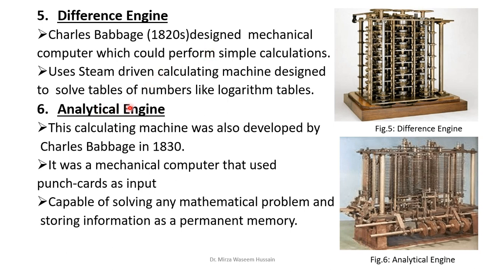Then the Analytical Engine. Charles Babbage made further improvements to the Difference Engine and moved to the Analytical Engine. It was known to be a mechanical computer that used punch cards as input, and it had the capability of storing and solving mathematical problems on a permanent basis. That is, it had permanent storage capacity.